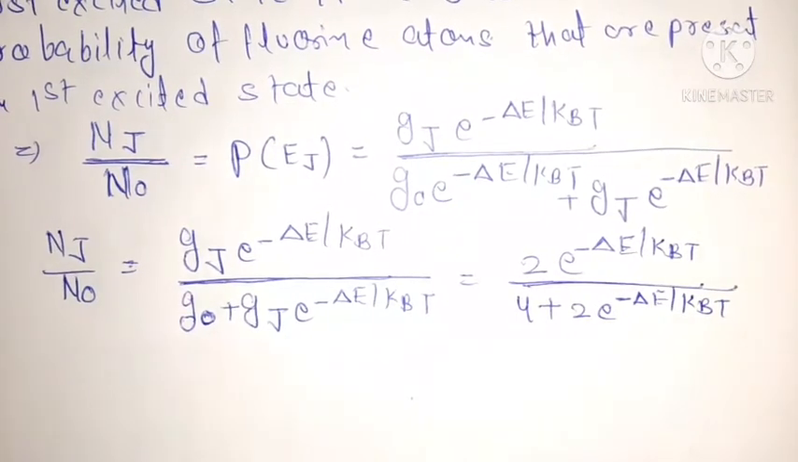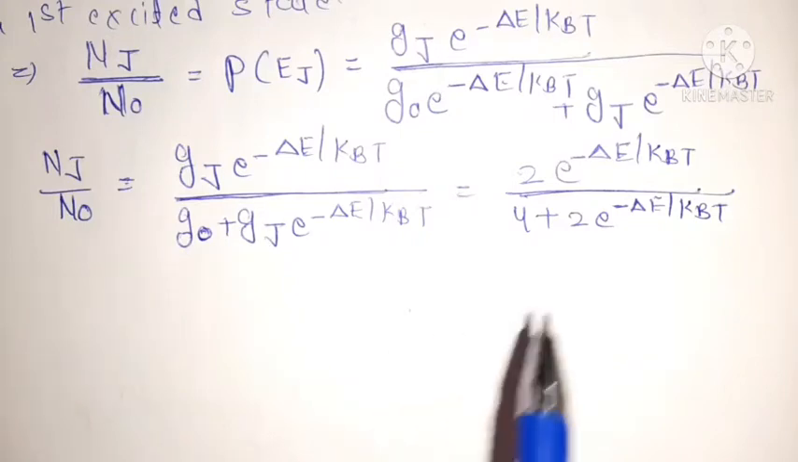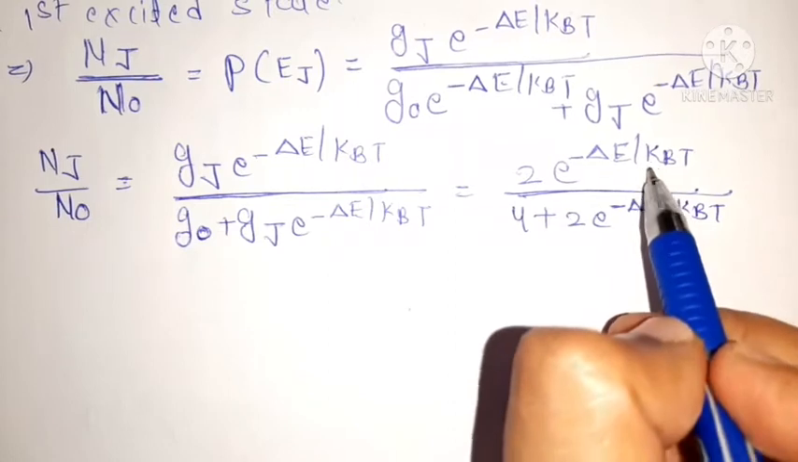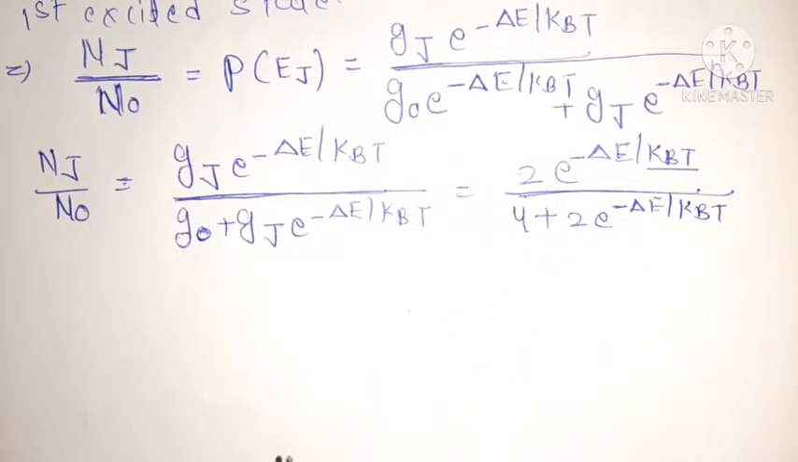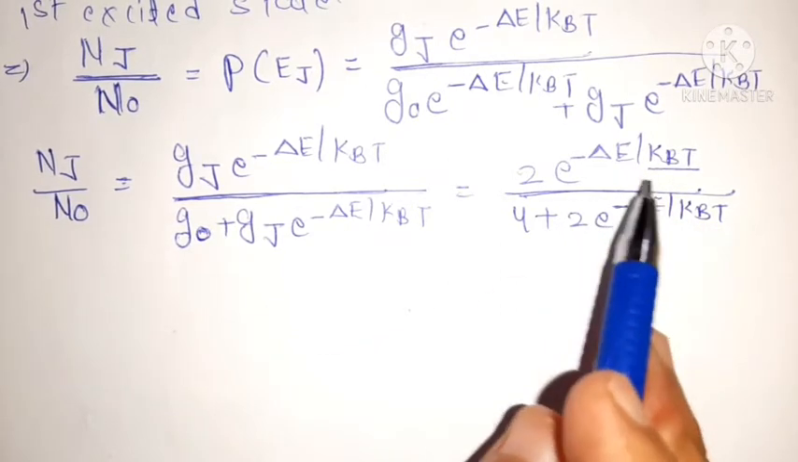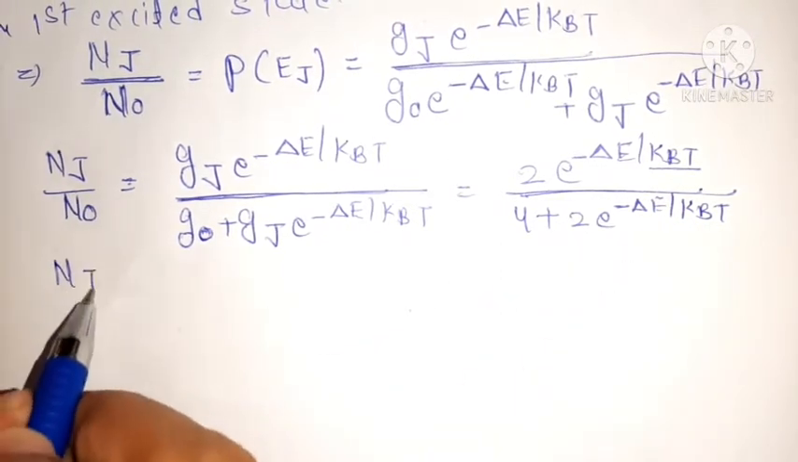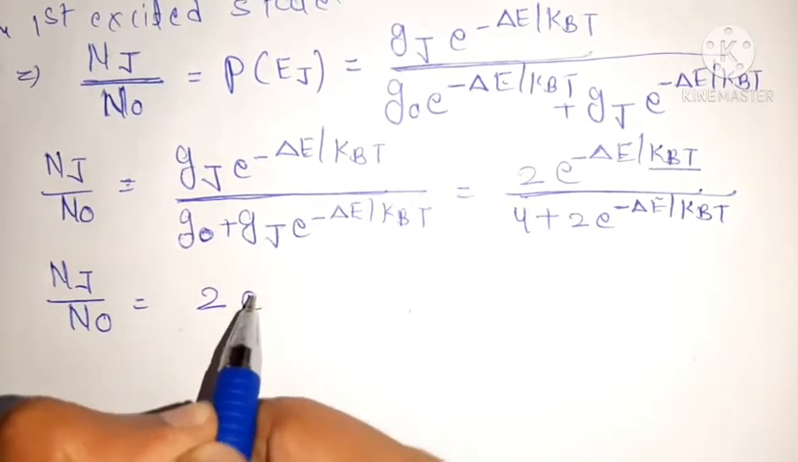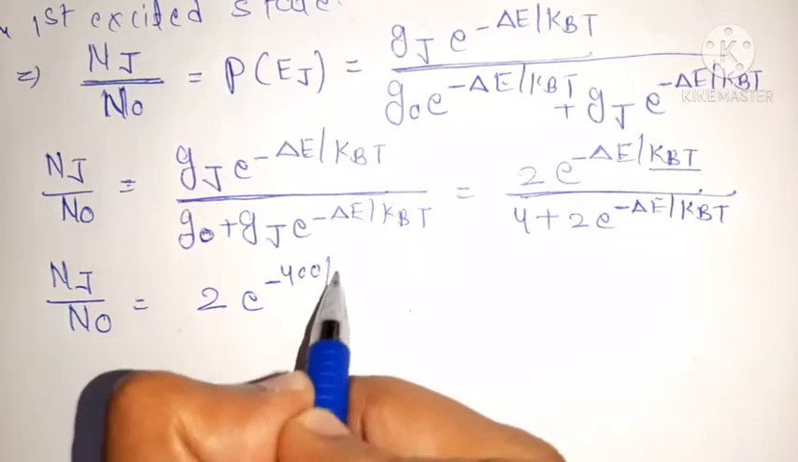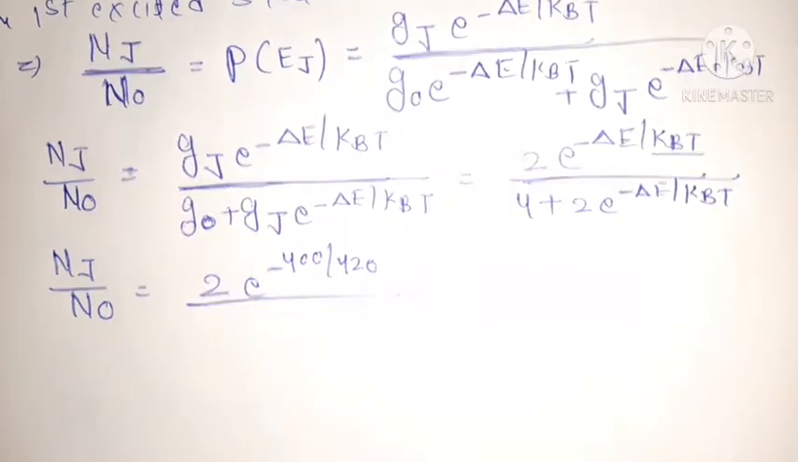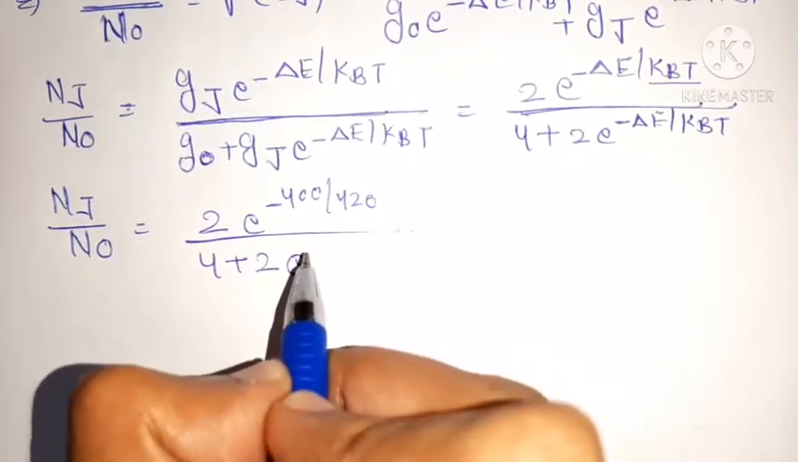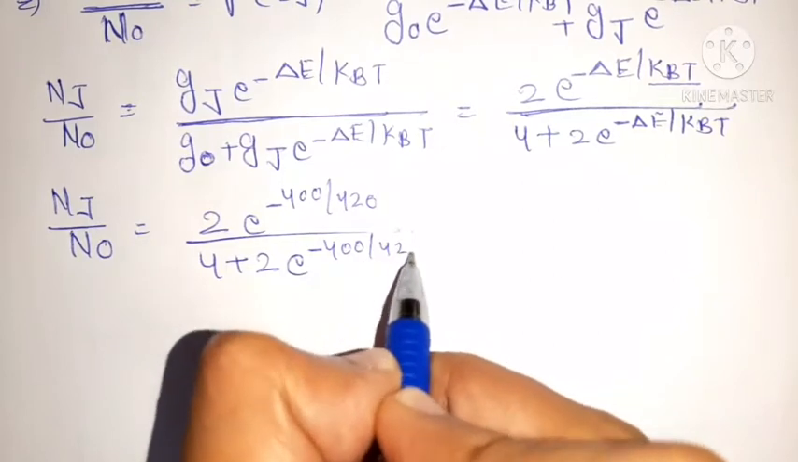Now friends, in our question we have an energy gap, delta E, which is 400 centimeter inverse according to our question, and the value of Kb into T is also given in our question, that is 420 centimeter inverse. So let's put the values in this equation. Nj upon N naught is equal to 2 into e to the power minus 400 upon 420, upon 4 plus 2 into e to the power minus 400 upon 420.